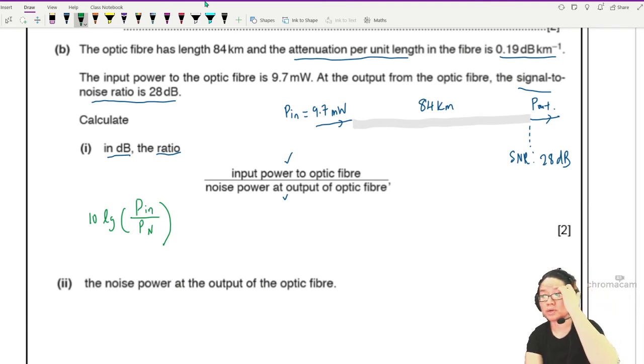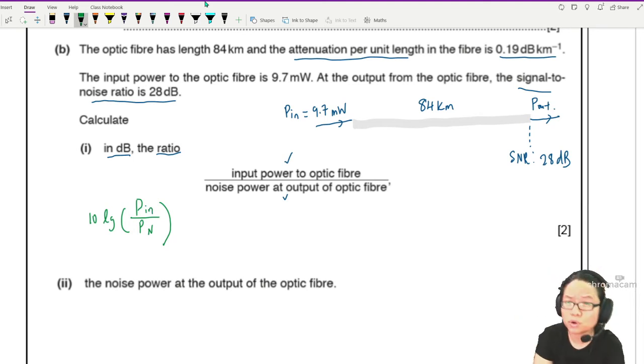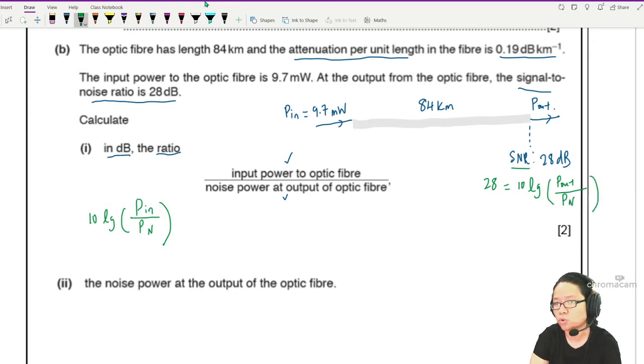Of course, you may be wondering, Miss, we don't have the noise, but we have the signal to noise ratio at the output. What is this 28 dB? This 28 dB is actually equal to 10 log signal, so P out over Pn. And here is noise. Okay, so there's some noise on that side as well.